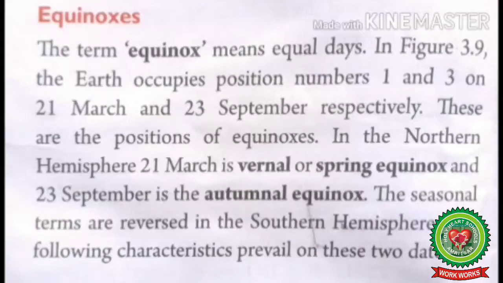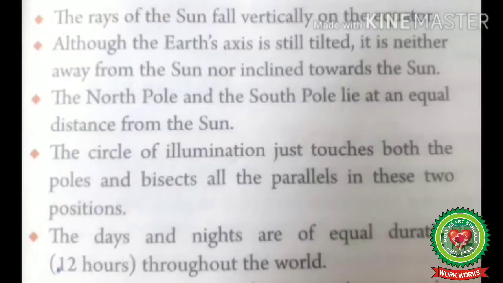In the northern hemisphere, 21st March is a vernal or spring equinox and 23rd September is the autumnal equinox. The seasonal terms are reversed in the southern hemisphere. The following characteristics prevail on these two dates. The rays of the sun fall vertically on the equator. Although the earth's axis is tilted, it is neither away from the sun nor inclined towards the sun. The North Pole and the South Pole lie at an equal distance from the sun. This I have shown you with the help of a figure.